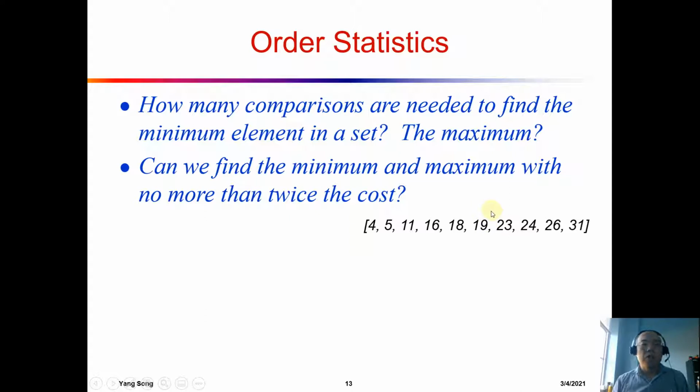Okay, and then the next question is how can we find the minimum and the maximum with no more than twice the cost? Well, the easy way would be, I use one hand to hold the max, I use the other hand to hold the min, and then I'm moving those two cursors down.